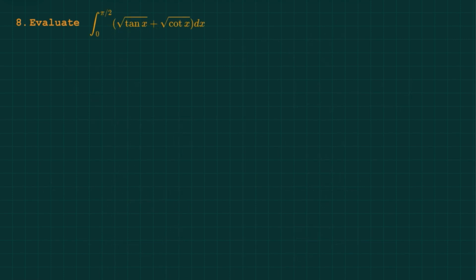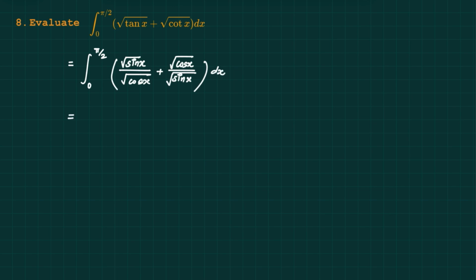Question 8. Evaluate the integral from 0 to pi over 2 of square root of tan x plus square root of cot x dx. So before substitution here, we will simplify the given function. So this equals the integral from 0 to pi over 2. Let us write square root of tan x as square root of sin x over cos x, and cot x is cos x over sin x, dx.